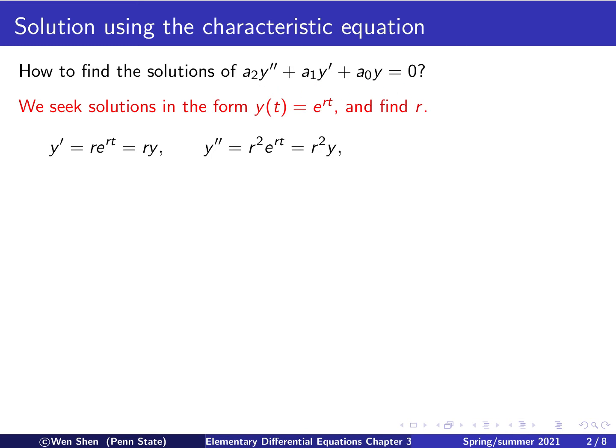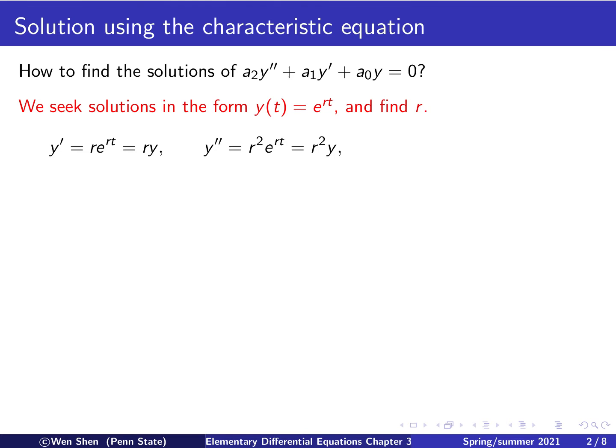Now let's plug y in. We need to compute y prime and y double prime, so let's do that first. Y prime: differentiate this in t, and we have r in front of the exponential function. It's just r times y. And y double prime: differentiate one more time, and it will be r squared e to the rt, and e to the rt is just y, so this is r squared times y.